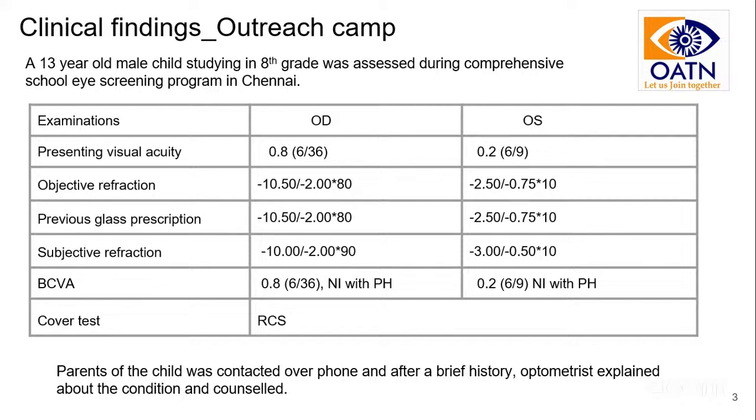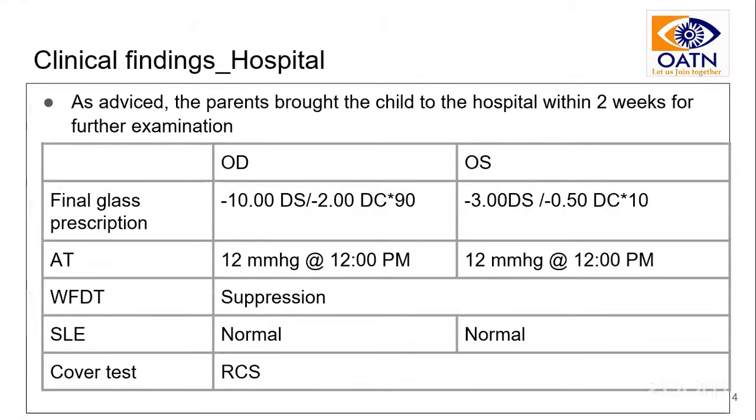Upon noticing unilateral high myopia with right converging squint, the parents of the child were contacted over the phone, and after a brief history, the optometrist explained the condition and counseled them. As advised, the parents brought the child to the hospital within 2 weeks for further examination. Final glass prescription was given: minus 10 with minus 2 cylinder across 90 in the right eye and minus 3 with minus 0.5 cylinder across 10 in the left eye.